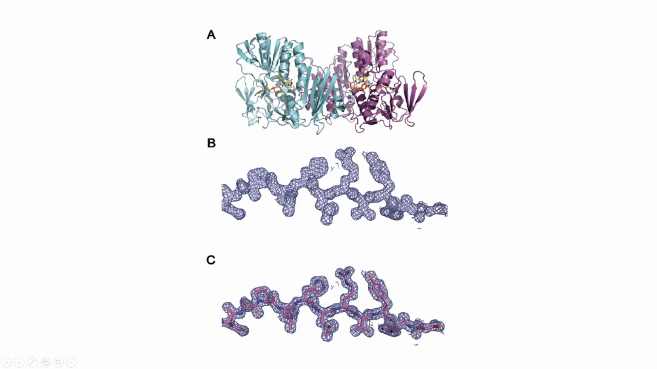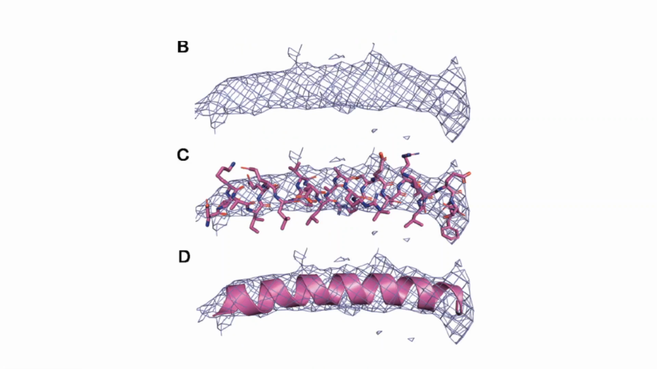And ultimately, what you're going to get by doing this is your atomic resolution model. Now, let's say you have poor resolution data. Maybe you get electron density that looks like this. So this is not great. This is not great at all. You don't really see any shape.